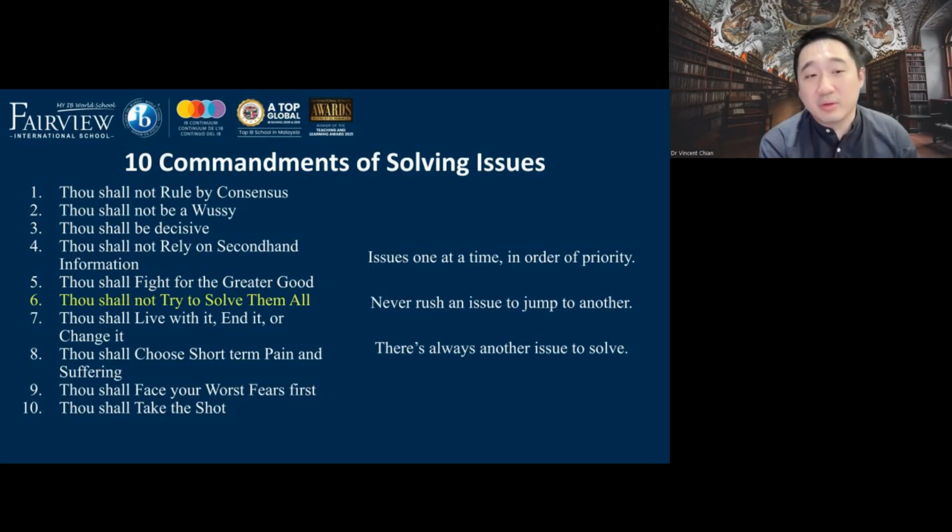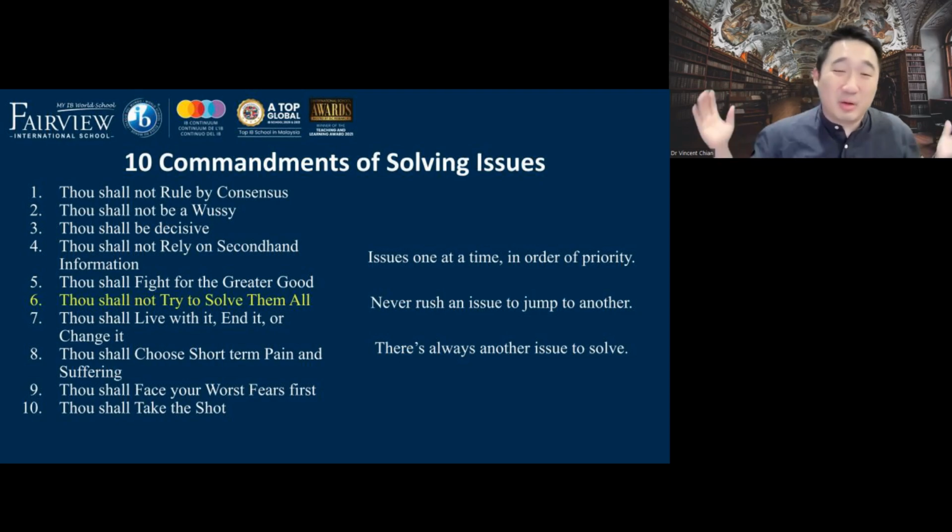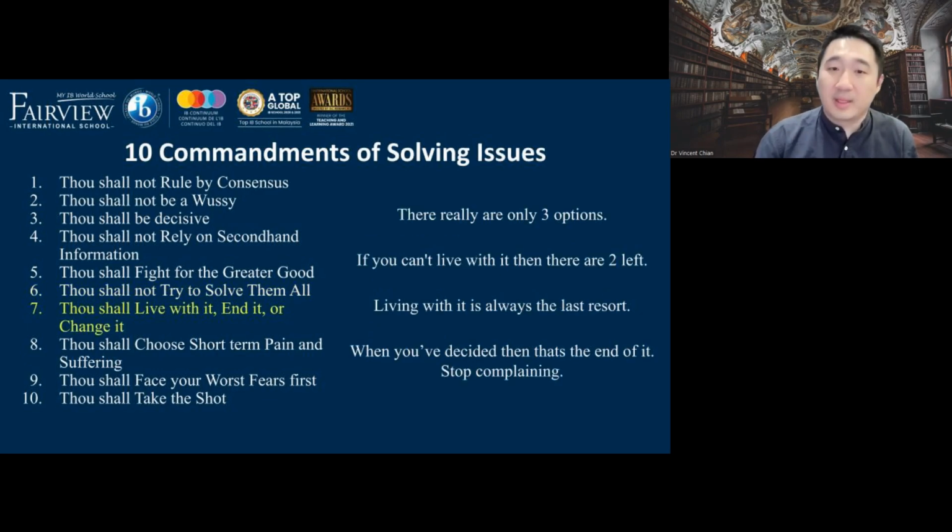Next, thou shalt not try to solve them all. One issue at a time, in order of priority, not according to the list. Never, ever rush an issue to jump to another one. And look, there's always going to be another issue to solve. Don't rush through it. Next one.